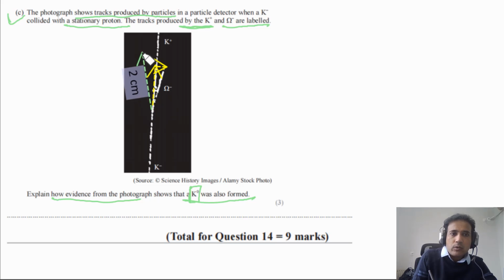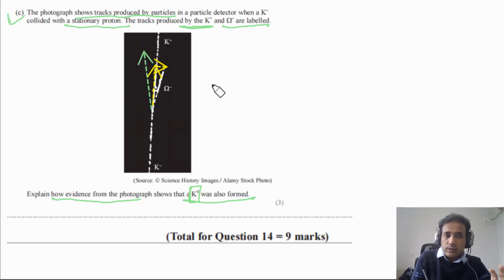So there must be another particle that is moving somehow like this. And this particle is kaon 0, to conserve the momentum, because this has only momentum in the upward direction, but omega minus has momentum to the right, a component of momentum. So there must be momentum to the left. So this particle should be moving like this. So these are the points we need to understand.